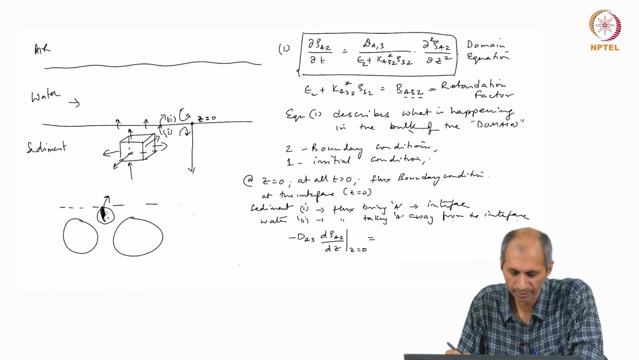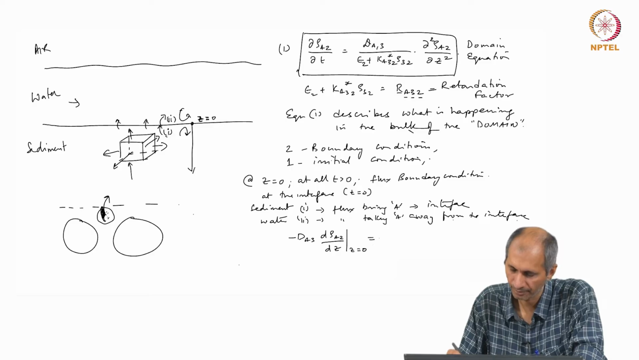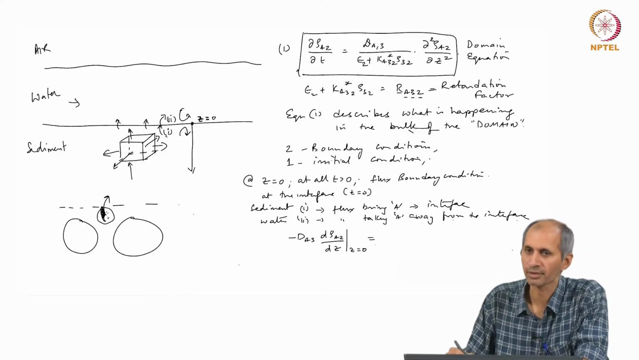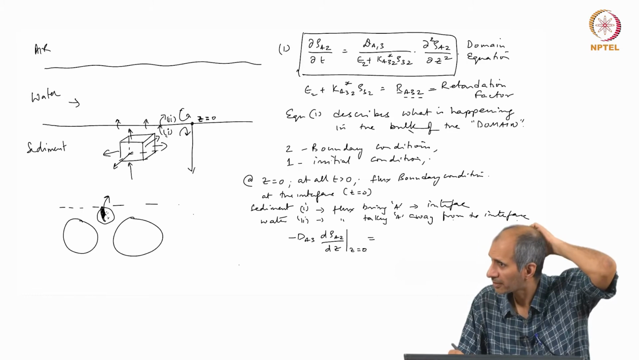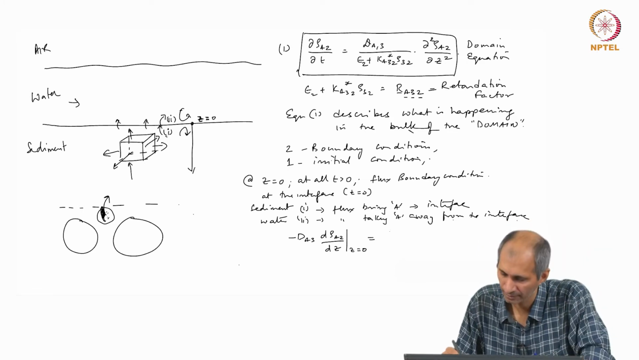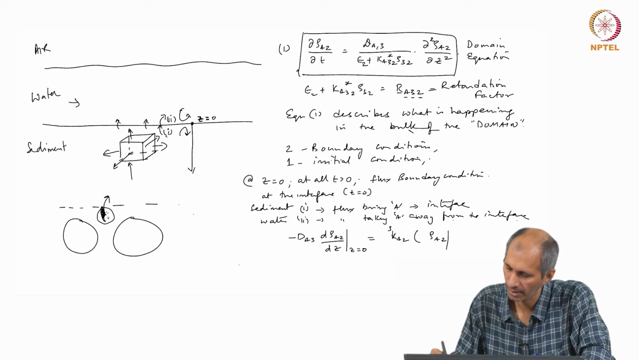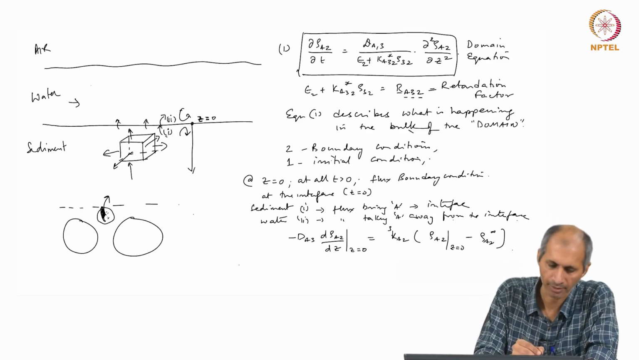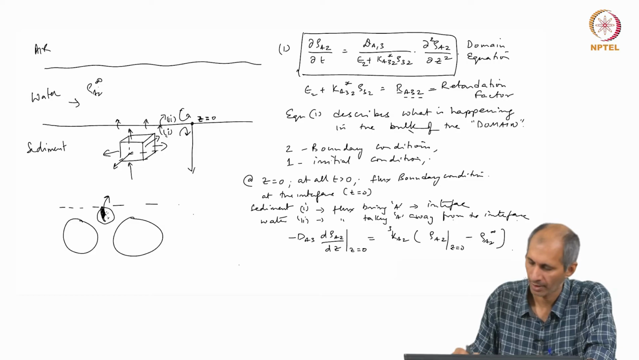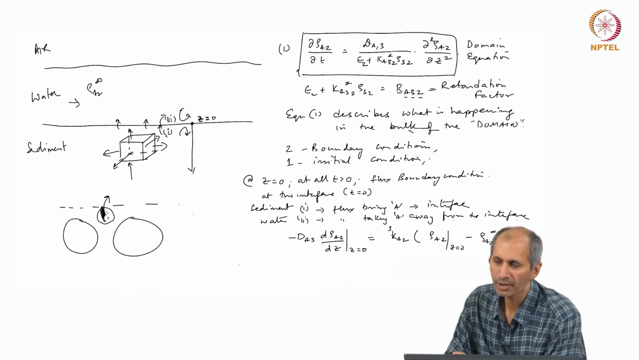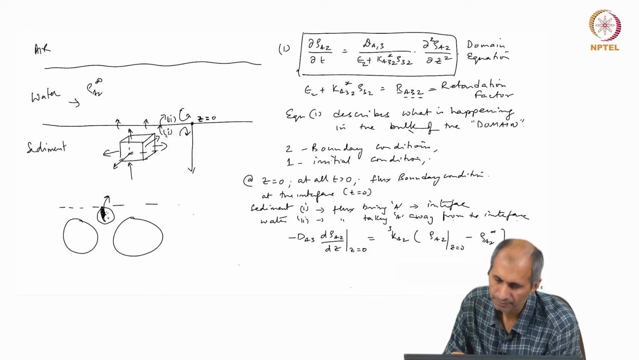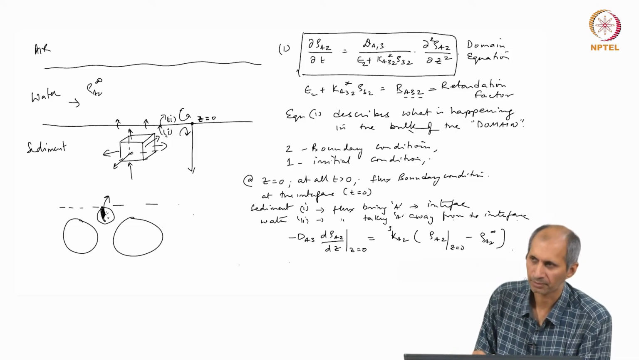What is on the water side? How do you define flux on the water side? As we have been seeing the last few classes, it's a mass transfer coefficient K23 multiplied by rho A2 at z equals 0 minus rho A2 infinity. This rho A2 infinity is the boundary condition that we apply. This is at z equals 0.